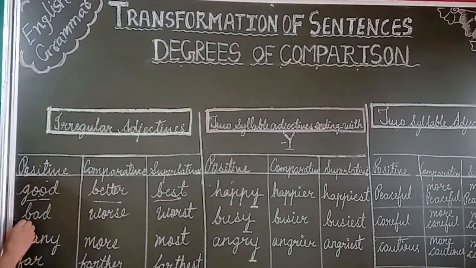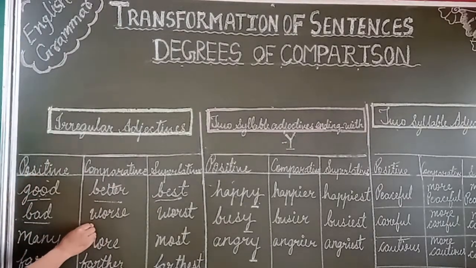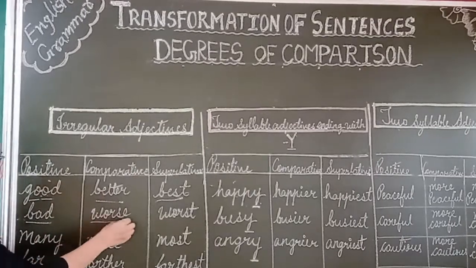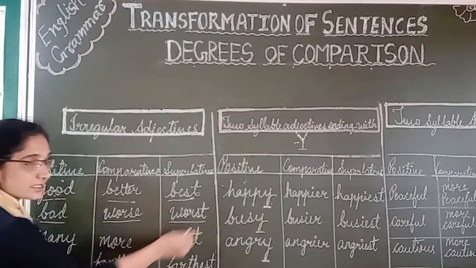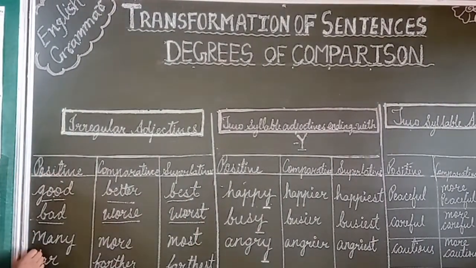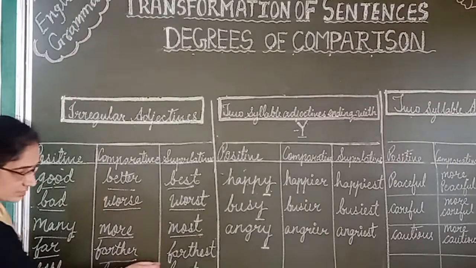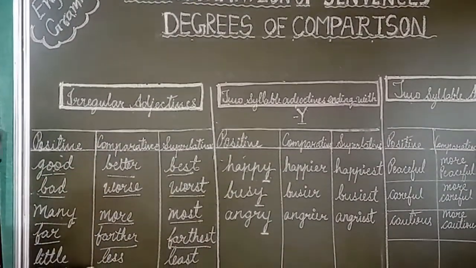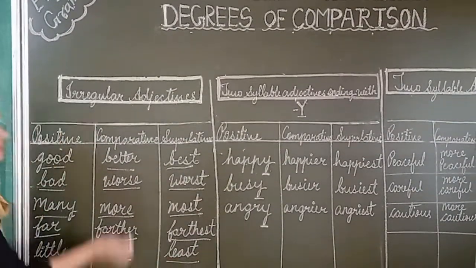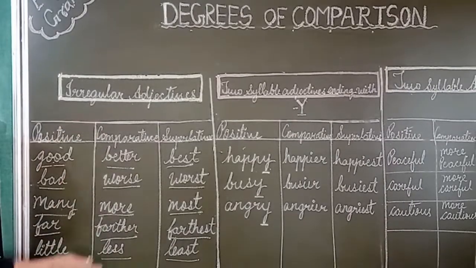And then the next one, bad. Bad changes in the comparative degree to worse, and the superlative degree is worst. Many, more, most. Far, further, furthest. Little, less, least. These are the irregular adjectives you have to learn.